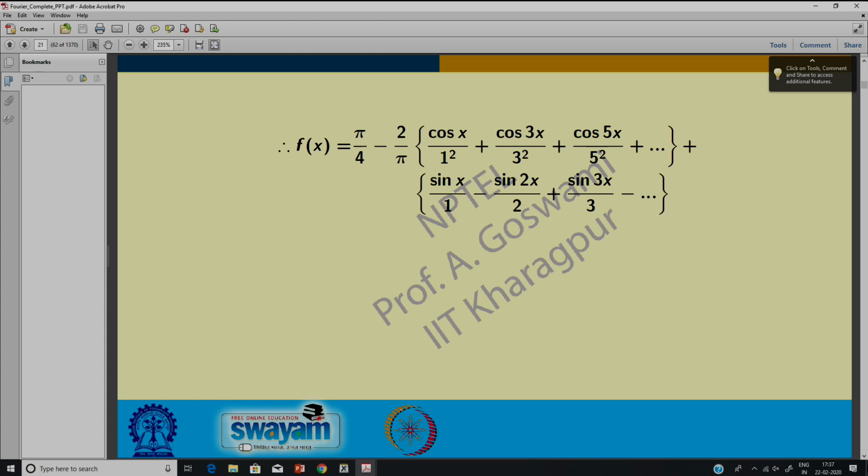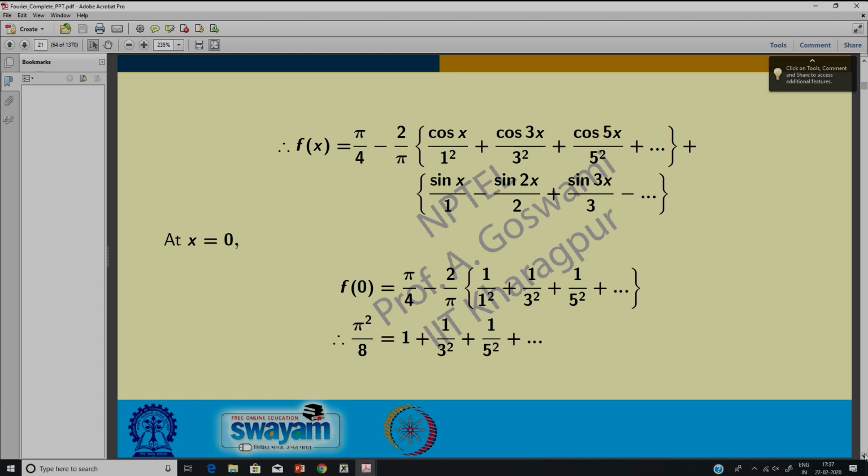And once I have done this, then for some value of x I can obtain the series, just like here at x equals 0, f(0) equals, whenever you are putting x equals 0. So, the sine terms will vanish and it will become f(0) equals pi by 4 minus this integral. So, the value of the series 1 plus 1 by 3 square plus 1 by 5 square becomes equal to pi square by 8.